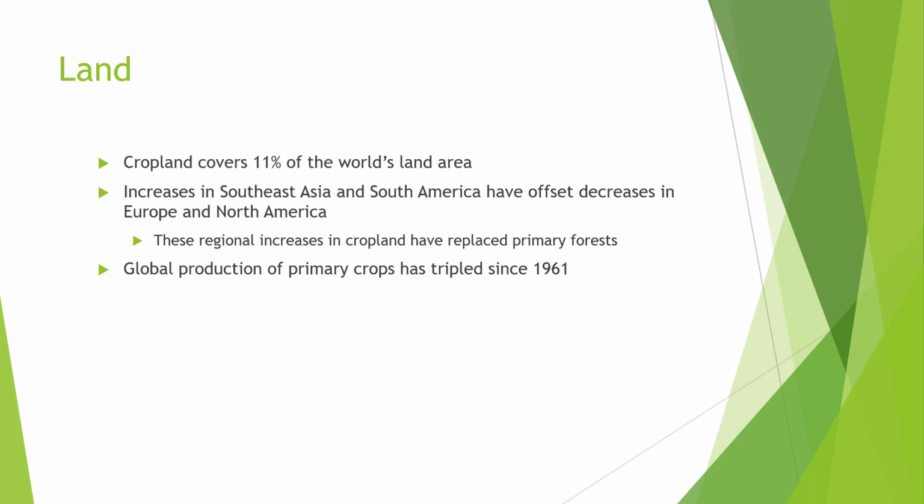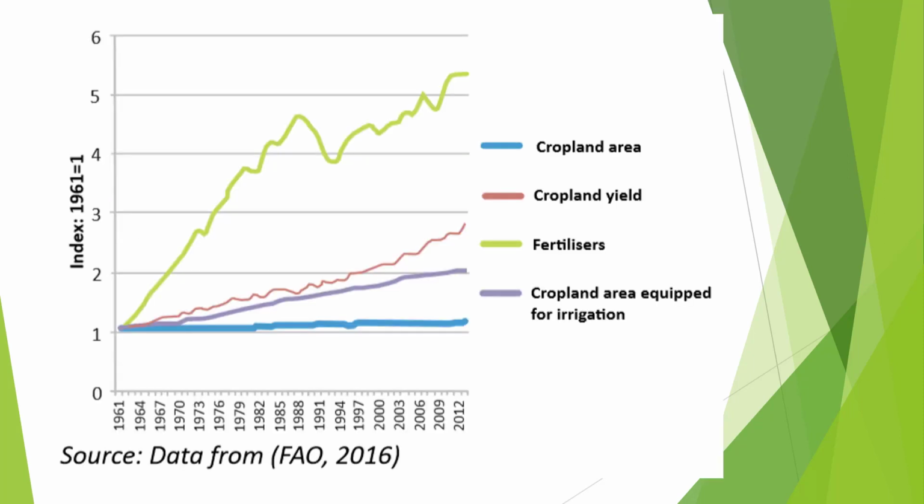And then the global production of primary crops, which is corn and wheat, has tripled since 1961. Corn, wheat, and rice. And so this shows the fertilizer use. So as your cropland area has slightly risen, your yield has gone up on this index here since 1961. However, your fertilizer use has gone up dramatically, and that's what we worry about, with the use of fertilizer and runoff affecting our water sources.